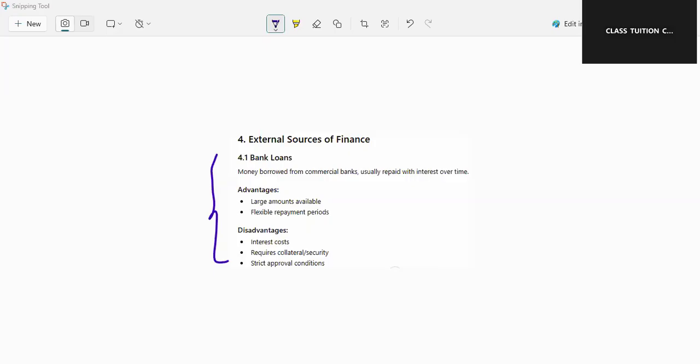Venture capital, where funds are provided by investors in exchange for ownership. So you have the advantages of access to expertise, and it's suitable for startups with high potential. The disadvantages: you lose control and they will expect their returns. We have trade credit and leasing, these are other sources of external funding. All right. Now, let's go to our question here.